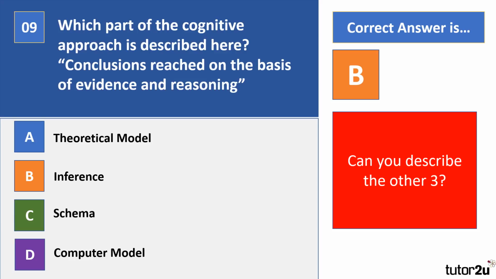Theoretical models, like computer models, are also used just to study the internal mental processes, and they make representations of the steps involved in internal mental processes. So, for example, like an information processing model.